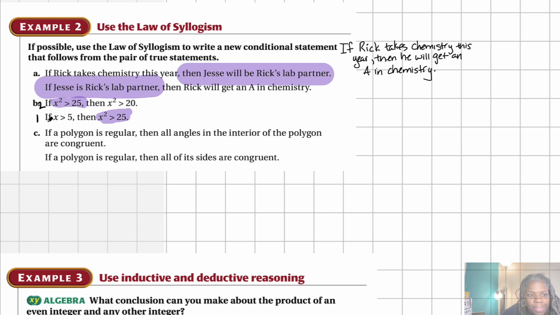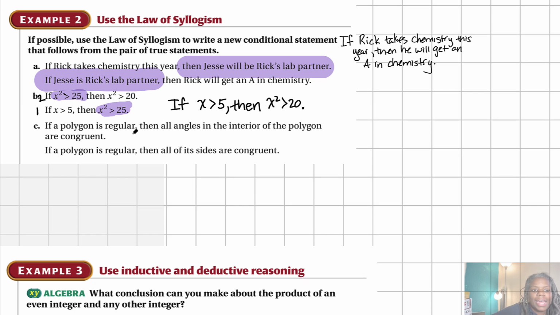Let's read it together. If x is greater than 5, then x squared is greater than 25. If x squared is greater than 25, then I know x squared is greater than 20. So do you see how now we're going to rewrite this using this statement first, then this statement next? So our statement comes out as if x is greater than 5, then x squared is greater than 20.